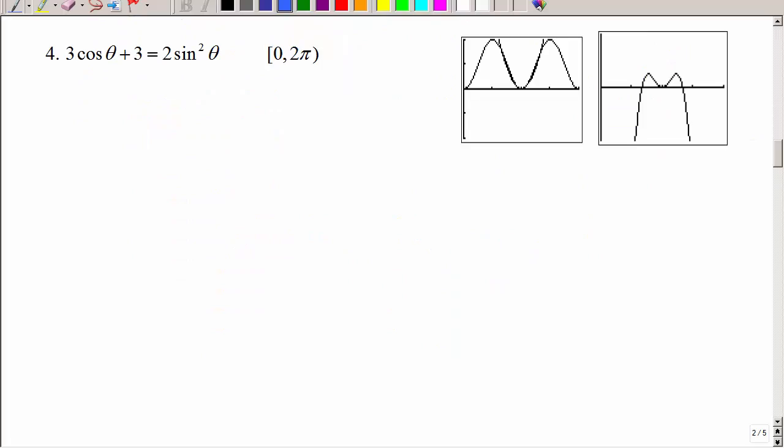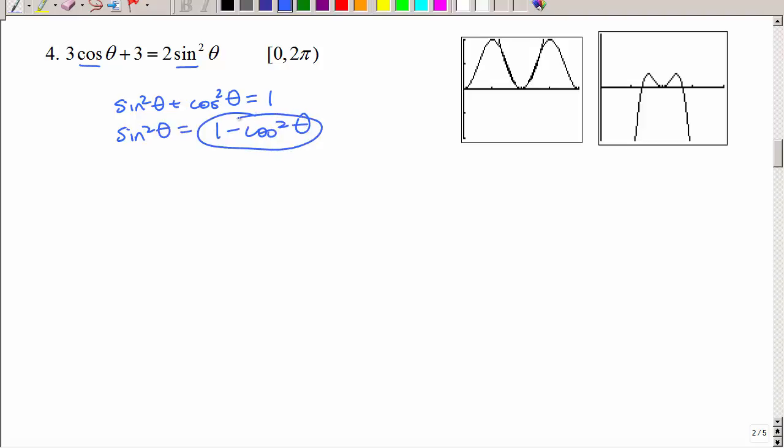This next problem is similar to number 3, except maybe not as difficult. We do have 2 different trig functions, but we have the same angle. So we need to get some identity that relates sine and cosine. And the only one I see is sine squared theta plus cosine squared theta equals 1. So I'm going to solve for sine squared theta, and I'm going to substitute this in here.